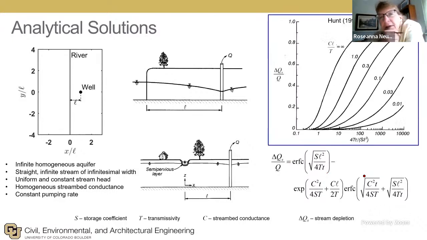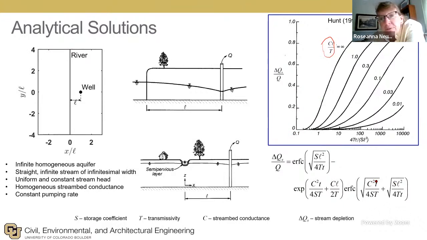And what that looks like graphically is shown here. The horizontal axis you could think of as a dimensionless time, and the vertical axis is dimensionless stream depletion normalized by the pumping rate. And then this parameter has to do with the streambed conductance. When that parameter is infinity, that's the Glover-Balmer solution. So at early times, you have hardly any stream depletion, and over time, you start to level out at a stream depletion equal to the pumping rate. But it could take a long time.